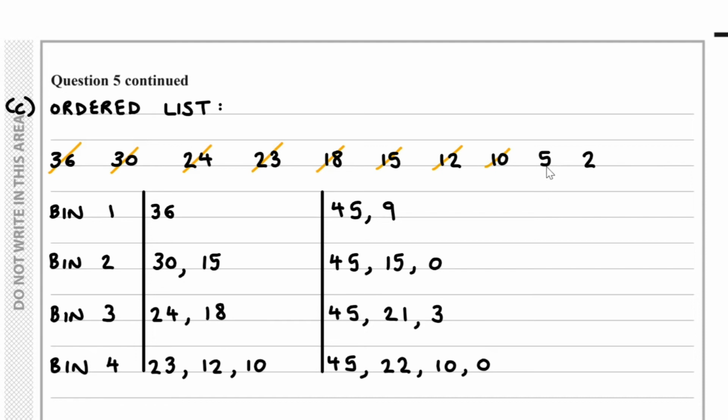Now, I need to place the 5 somewhere. There is enough space in bin number 1, so the 5 can go here, and the space left over then will be 4. 9 take away 5 is 4. Now I need to place the 2 somewhere. There is enough space in bin number 1, so the 2 can go here, and the remaining space will be 4 take away 2, which is 2. So we have packed the items into bins of size 45. Here is the resulting allocation.